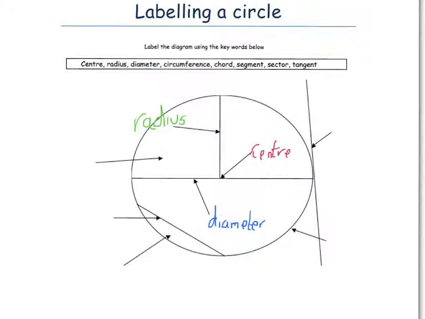Now, another key word that you may be asked to look at is the circumference, tangent and chord. Well, the circumference is one of the things you might be asked to calculate later on in an exam paper, and the circumference is the distance around the outside of the circle. It's like the perimeter of a circle. So this distance around the outside is called the circumference.